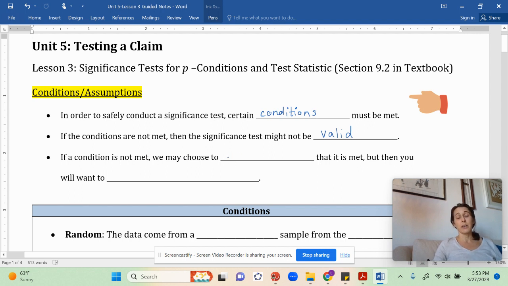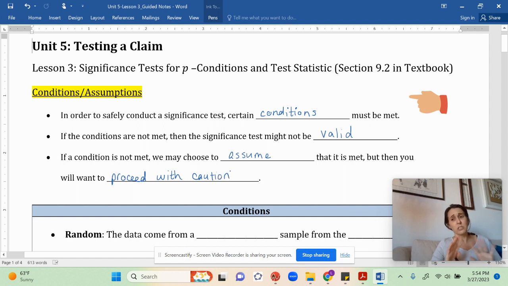If a condition isn't met, then sometimes we choose to assume that it's met. That seems pretty sketchy, but we just want to state that we're assuming that. We want to be honest. We are assuming it's met, but then we want to proceed with caution. We want to let whoever is reading our work know that that condition wasn't met, so we had to assume it was met. And so take these results with a grain of salt, meaning that they're okay, but just know I didn't quite meet all the conditions. And so that's why I call these conditions or assumptions.